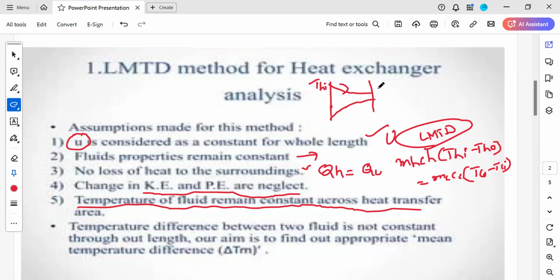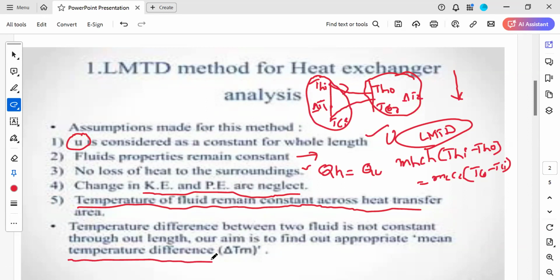This is THI and this is TH naught. This is TCI and this is TC naught. This is called delta T1 and this is called delta T2. The temperature difference between the hot fluid and cold fluid is maximum at the inlet condition and minimum at the outlet condition. So the temperature difference goes on decreasing throughout the length of the heat exchanger. Our aim is to find an appropriate mean temperature difference that is constant throughout the heat exchanger. Since it is in terms of a logarithm, it is called the log mean temperature difference. LMTD means log mean temperature difference.